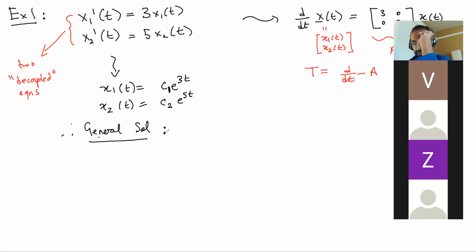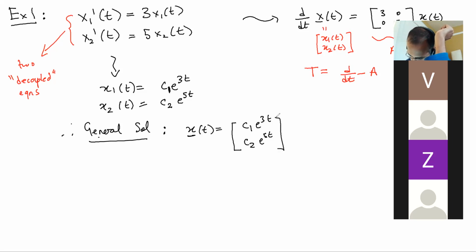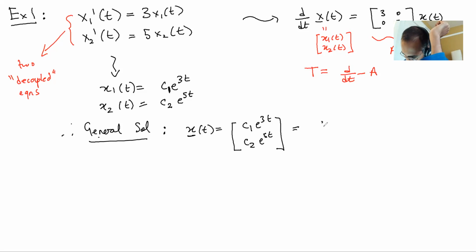So what's the general solution? Well, let's write it in vector form. The first component is x1, so that's any c1 times e to the 3t. And the second component is some other c, could be different, c2 times e to the 5t. And in linear algebra terms, you can write that as a linear combination of two vectors.